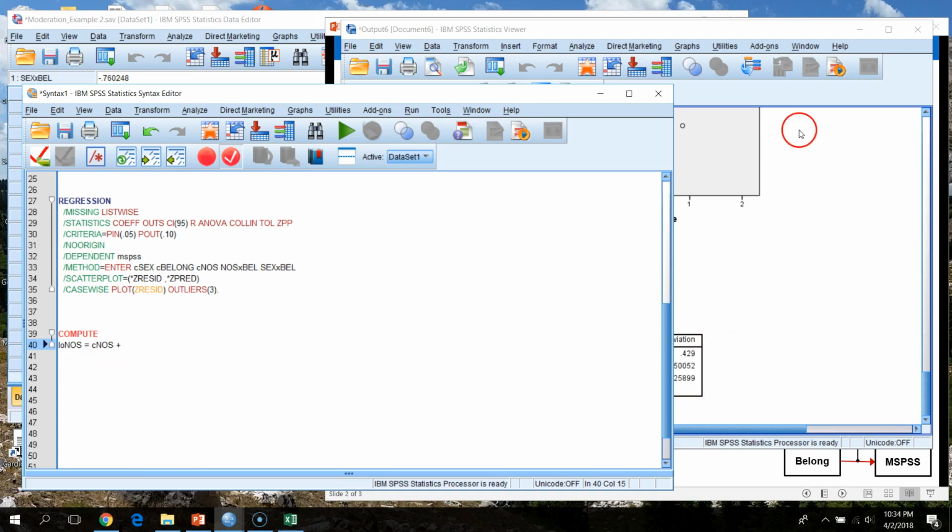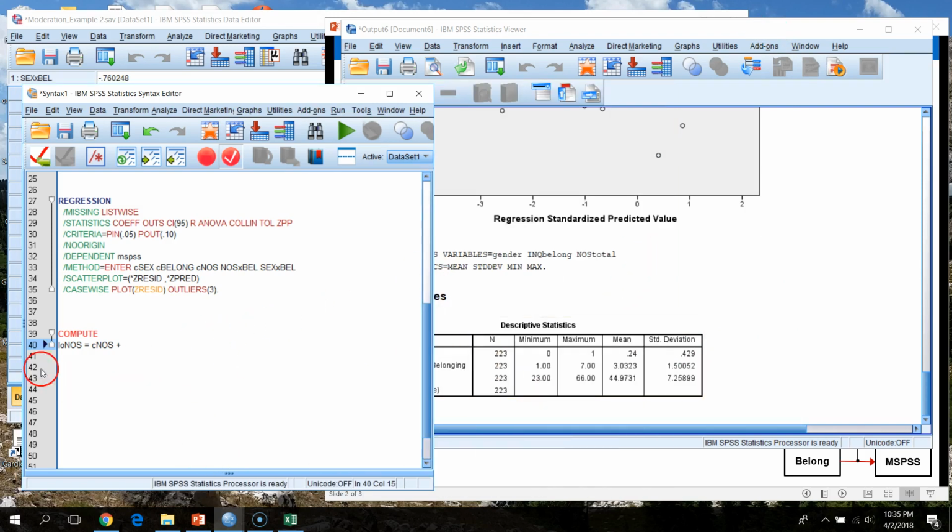And so what I'm going to do, remember this is kind of counterintuitive, is create this low NOS variable by adding a standard deviation. So we've got NOS plus 7.25899. Okay, and this seems odd because we say, well, this is low NOS, shouldn't we subtract a standard deviation?